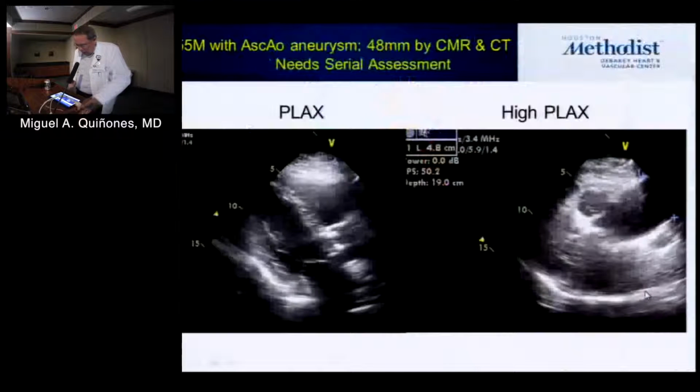Okay. Now, I want to take you back again to this view, and this is a nice example why I think this view is so important. What happened here? Okay.